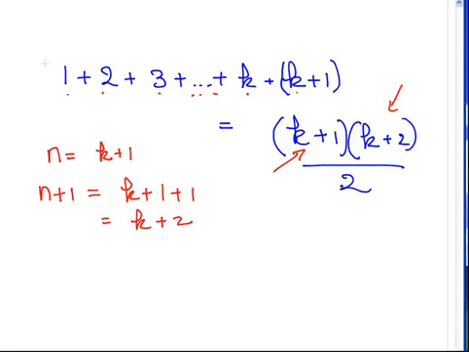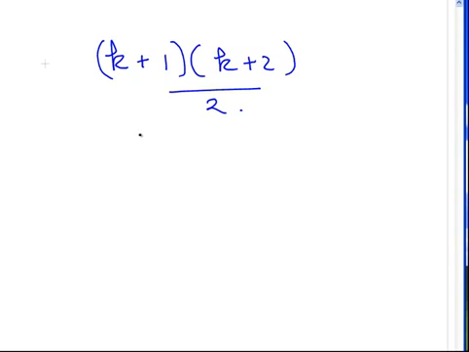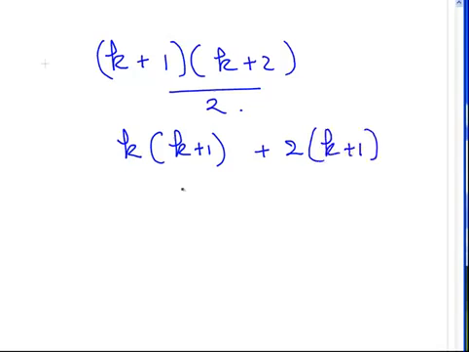A sort of reflex action might be to evaluate that. But what I'm going to do is actually just rewrite it. These ones require a bit of guile, as I said before. So what we have there is k plus 1 times k plus 2, all over 2. Now what I'm going to do is rewrite it as follows: k times k plus 1, plus 2 times k plus 1.